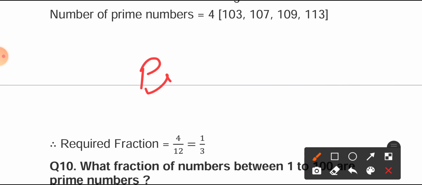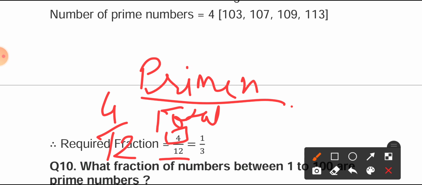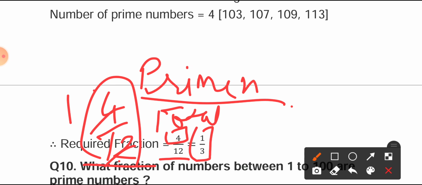So the required fraction will be how much? Required fraction will be prime numbers upon total numbers. So how many prime numbers are there? 4, and total numbers are 12. So 4 upon 12 will be the required fraction, from which out of 12 only 4 are prime numbers. So the fraction will be 4 upon 12, or we can write it as 1 upon 3 also. 4 ones are 4, 4 threes are 12.